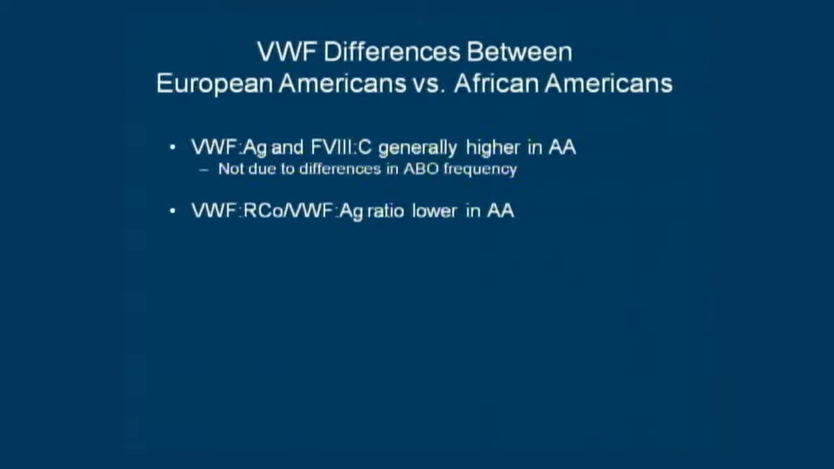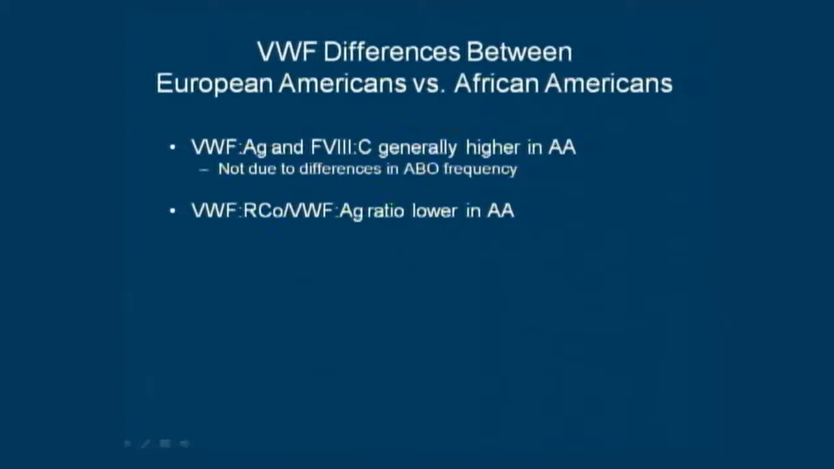So in this, we looked at von Willebrand factor, and we looked at the ethnic differences between European Americans and African Americans and focused on African American gene variants and what their influence was on VWF. And the reason for this was we just don't know a lot about VWF in African Americans, but we had data that VWF in African Americans was different than in European Americans. VWF antigen and factor VIII are generally higher in African Americans, and this is not due to differences in ABO blood group.